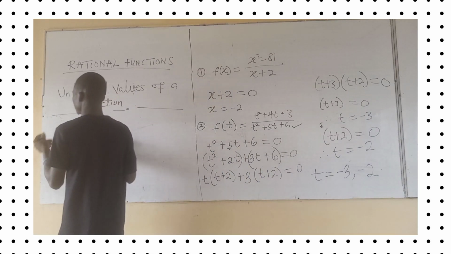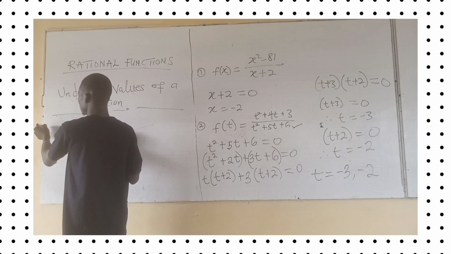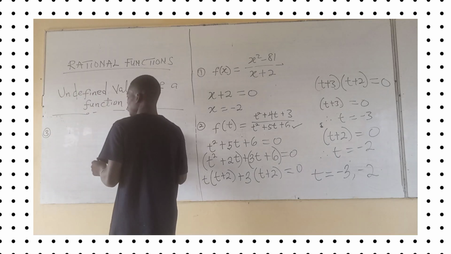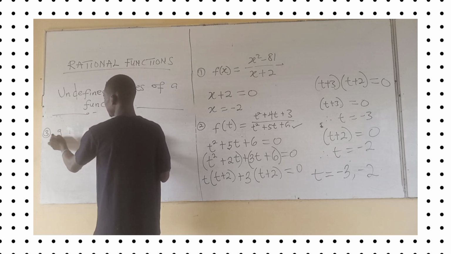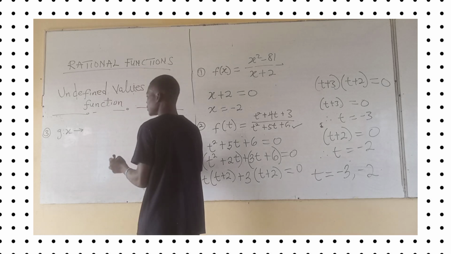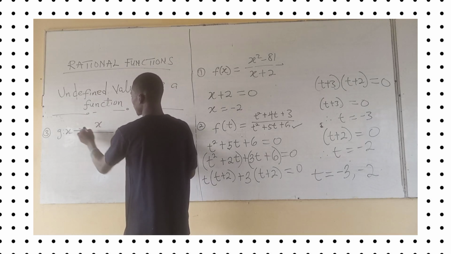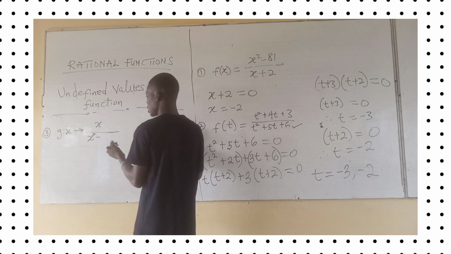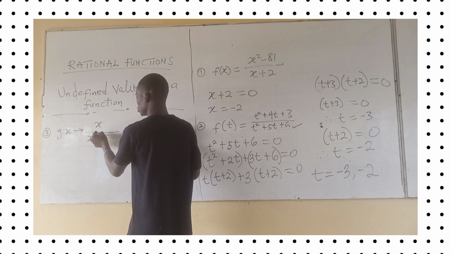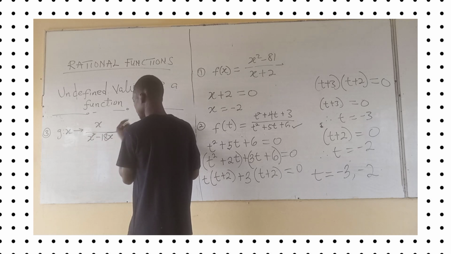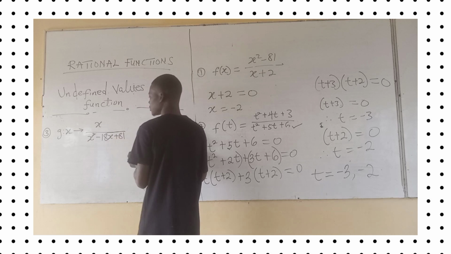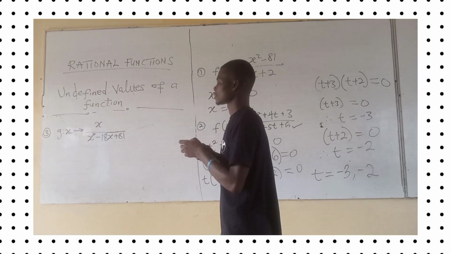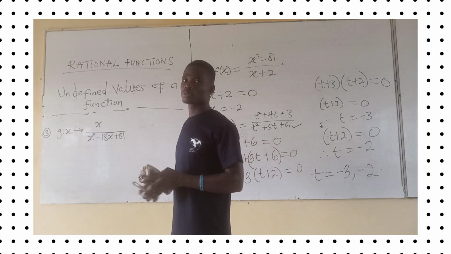Now let's solve this problem. Problem number 3. What values of x make the function g of x equal to x over s squared minus 18s plus 81 undefined? What values of s will make this to be undefined?